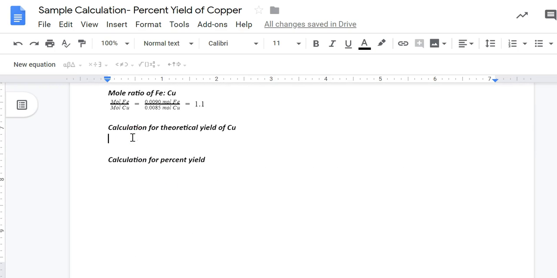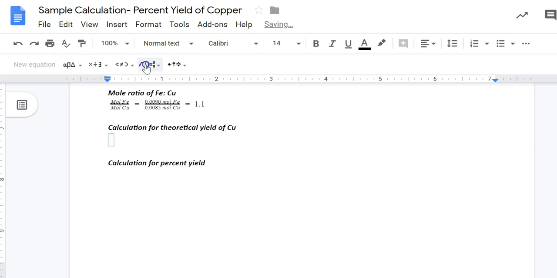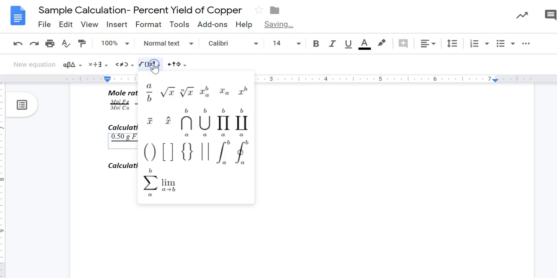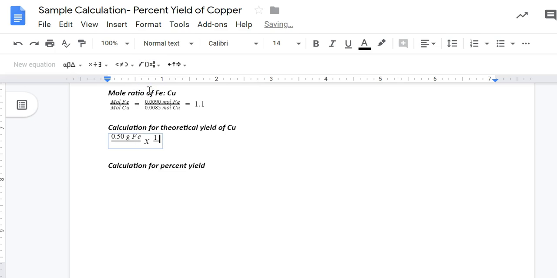All right, the next calculation that we're going to do is our calculation for theoretical yield. First I'm going to start with iron. We used 0.50 grams of iron, and we want to solve for the theoretical yield of copper. So again, the first thing we need to do if we're starting with grams is divide by molar mass.